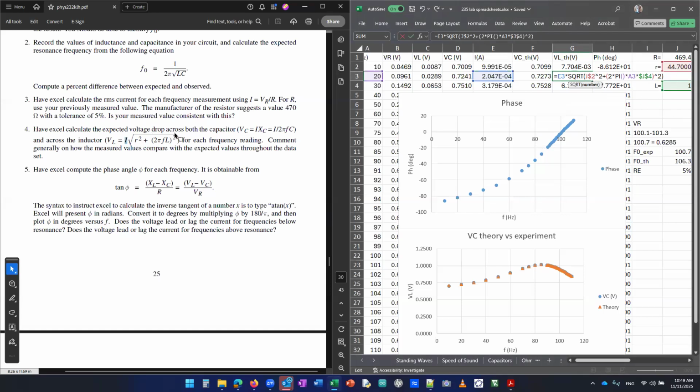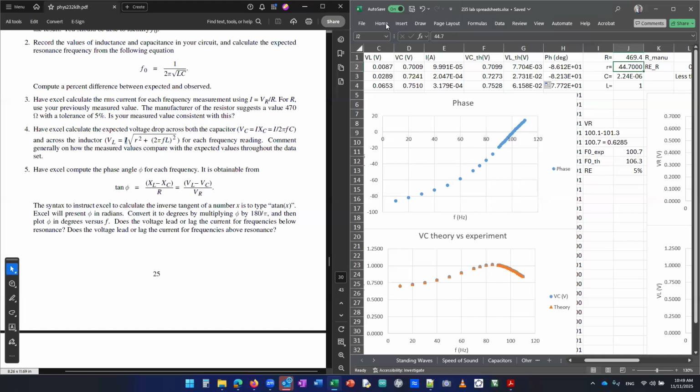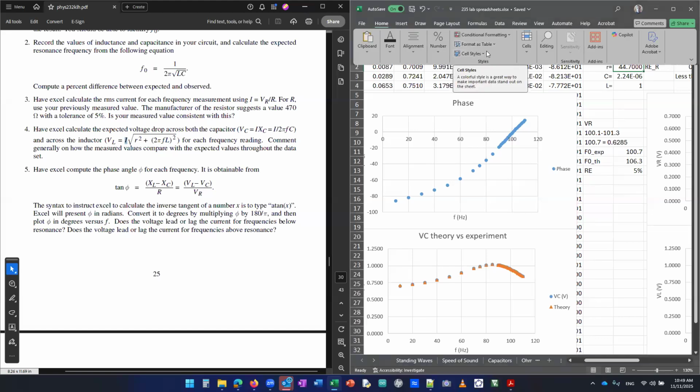So this R squared, J2 squared, and then there's a 2 pi F and L. So parentheses 2 pi, this is F frequency, purple, L is the inductance, is 1 Henry, and then square that, finish the square root. Let's make sure the formulas all have the optimal reference, even though the original version works. So this is too many sig figs.